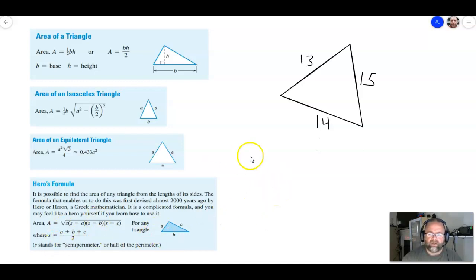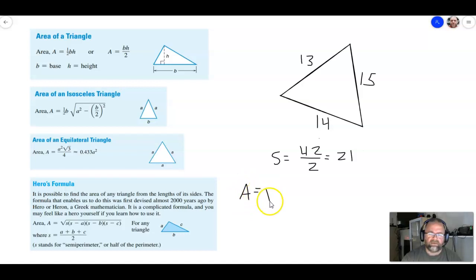All right, so the first thing I want to do is figure out what this s is. So that's all the sides added together. So 13 plus 14 is 27, plus 15 is 42. So that's going to be 42. Because I just added up all the sides, a plus b plus c, and divided by 2. So that's going to give me a 21. So now that I know my s, I can put it all in this big formula here.